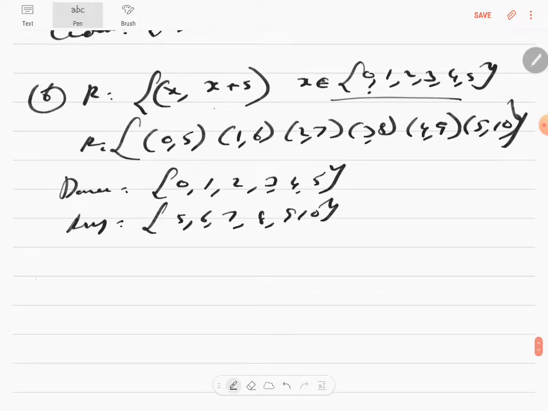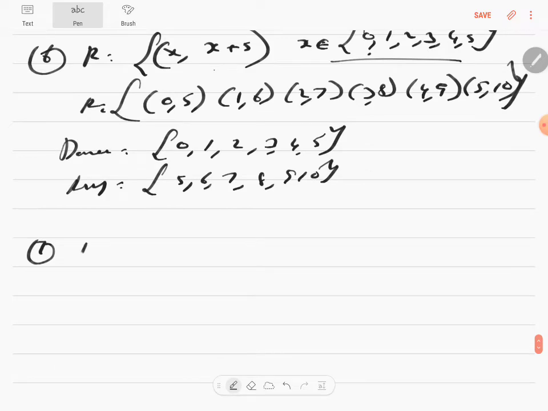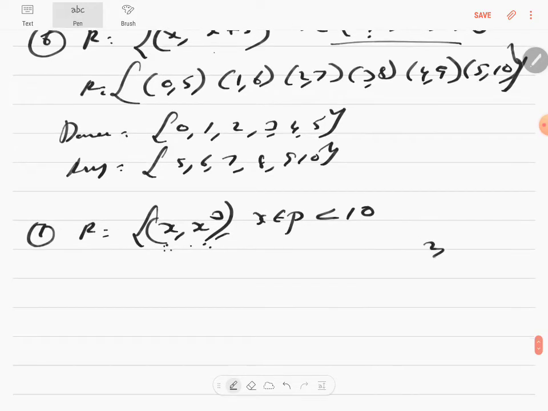Seventh question. Write the relation R is equal to (x, x cube), where it's like an ordered pair. This is like x and y, where x is a prime number less than 10. The prime numbers are 2, 3, 5, 7. So x is an element of {2, 3, 5, 7}.